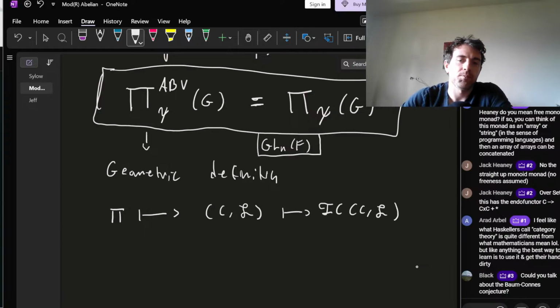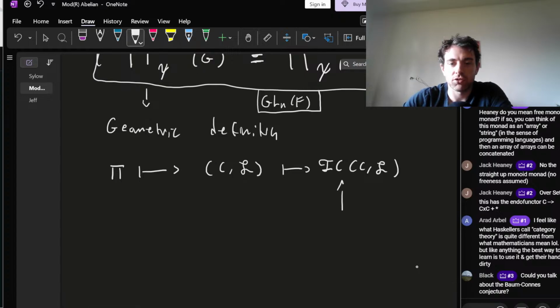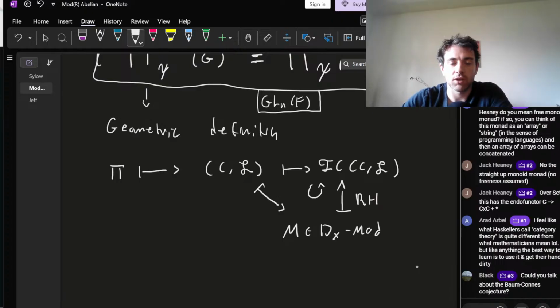And the geometric definition basically looks at this. That simple perverse sheaf we know corresponds, well, there are different ways I could write this arrow. There should be some D module that we can associate to it as well, and then through the Riemann-Hilbert correspondence, also a perverse sheaf. So these are two different ways.